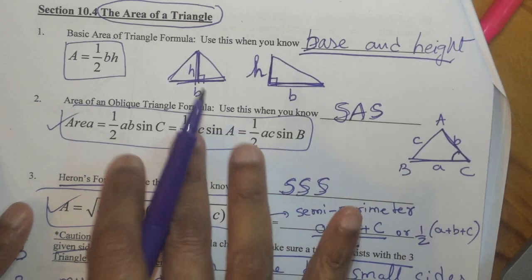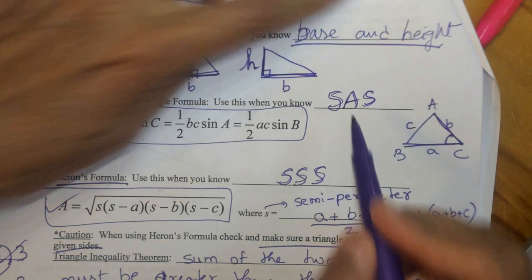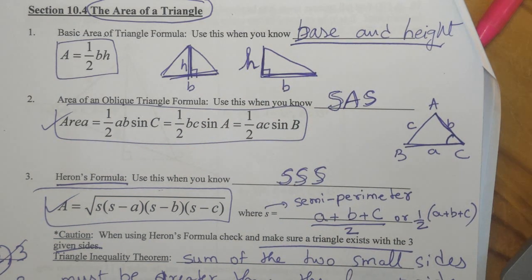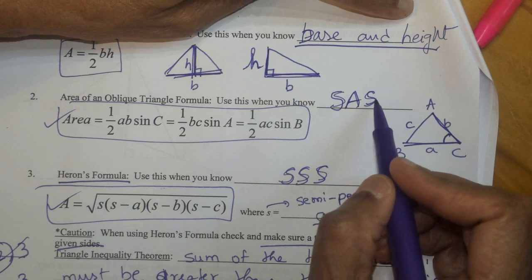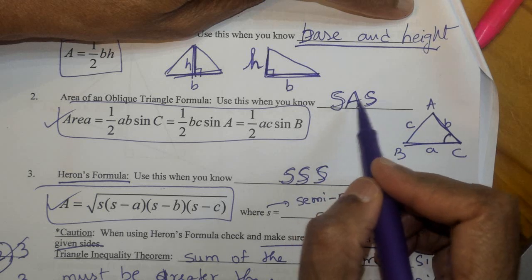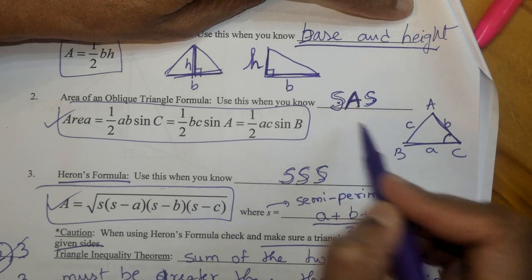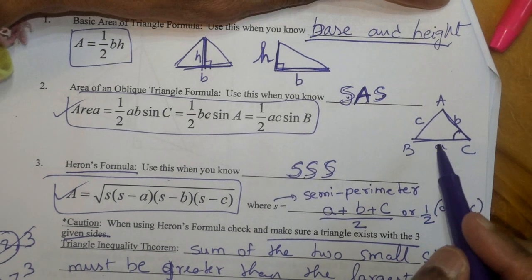Okay. So let's look at this formula. If you look at this formula, it says that this is used when you know SAS. What do we mean by that? SAS basically means side, angle, side. It means that if you have the measurement of two sides and the angle in between, this is called an included angle.